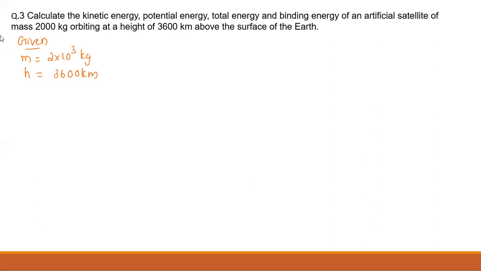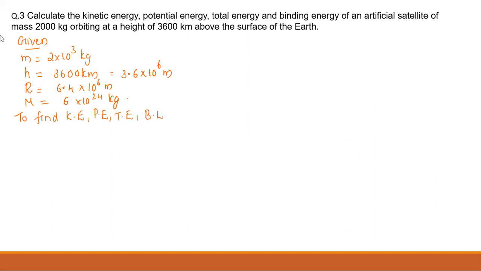That we can write as kilometer. Kilo means 1000. We can write it as 3.6 into 10 raised to 6 meter. We know that radius of the Earth is 6.4 into 10 raised to 6 meter, and mass of the Earth is 6 into 10 raised to 24 kilogram. We want to find kinetic energy, potential energy, total energy, and binding energy.